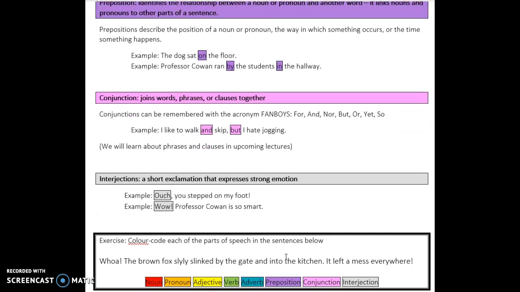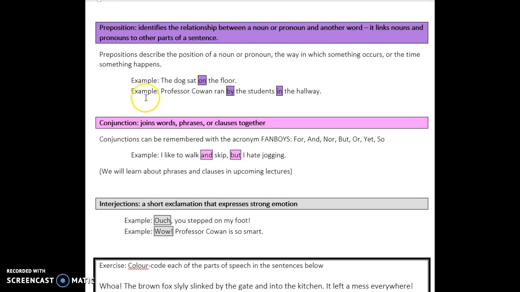Okay, we're in the final stretch now. Prepositions. Prepositions identify the relationship between a noun or a pronoun and another word. A preposition will link nouns and pronouns to other parts of the sentence. They tend to describe the position of that noun or the pronoun, or the way in which something occurs, or the time it happens. So for instance, the dog sat on the floor. If we want to know where the dog is sitting, the word on identifies that relationship.